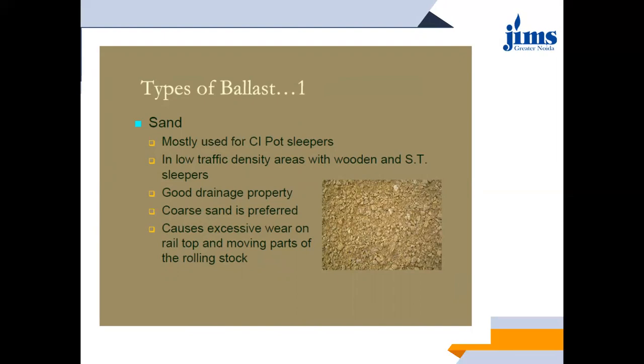Now the disadvantage we discussed earlier of using sand ballast is that it causes excessive wear on the rail tops and moving parts of the rolling stock. Why? Because even with a slight push of air or any other circumstances, it will come between the tracks and the wheels of the rolling stock.